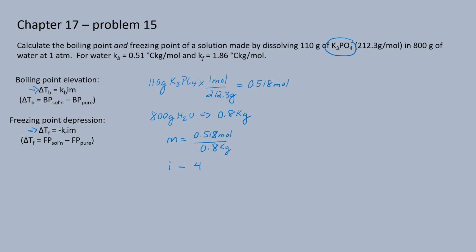So we need to know that delta Tb refers to the solution's boiling point minus the pure boiling point, and delta Tf, same thing: the solution's minus the pure. So the boiling point of the solution, that's what we're trying to find, minus the boiling point of the pure. Now, the boiling point of pure water is 100 degrees Celsius if you are at 1 atmosphere, which it is. So then we're going to set that equal to the boiling point constant, 0.51.